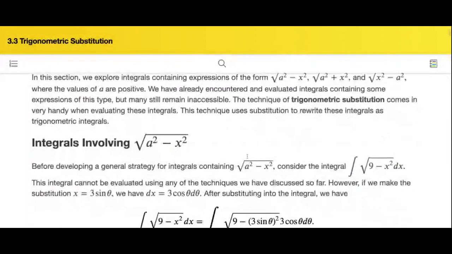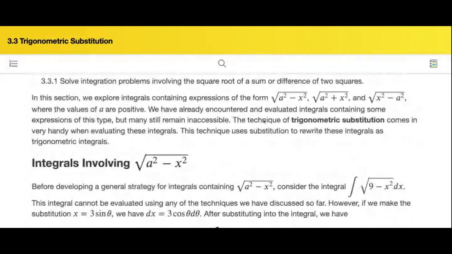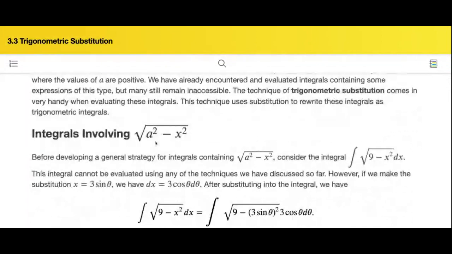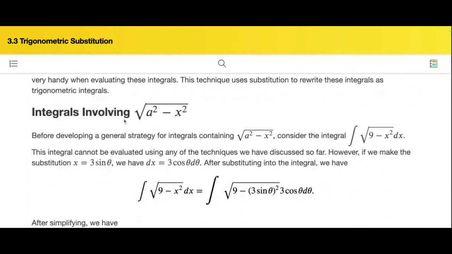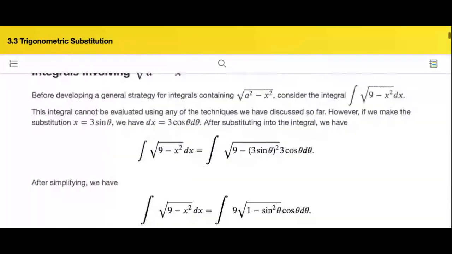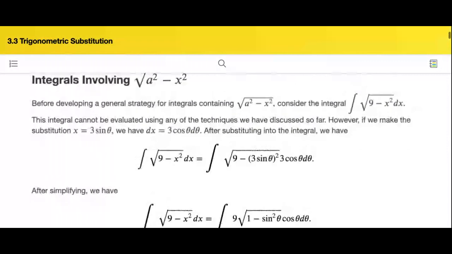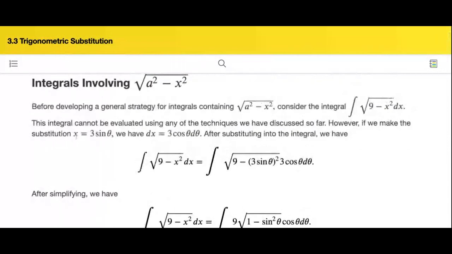So trig substitution is all about this. So let's see, an integral involving a squared minus x squared. So this is the length of one leg, so a would be the hypotenuse. We have hypotenuse being a and x being the other leg. So let's see this one. What do we do? We could substitute x as 3 sine theta.